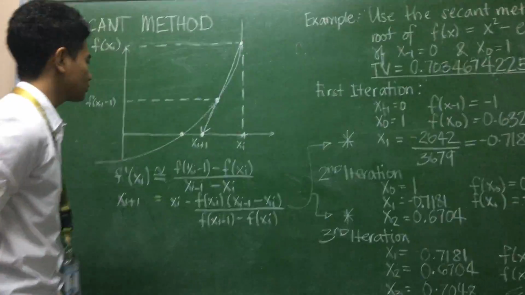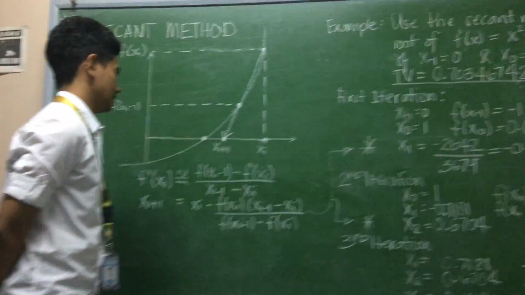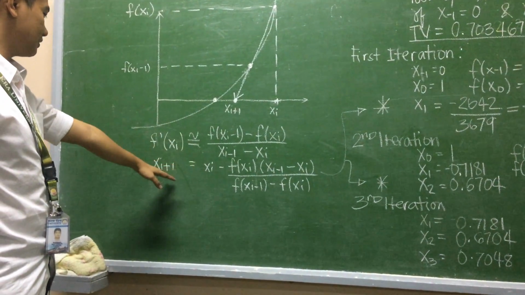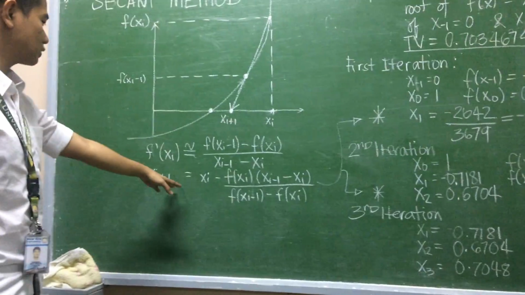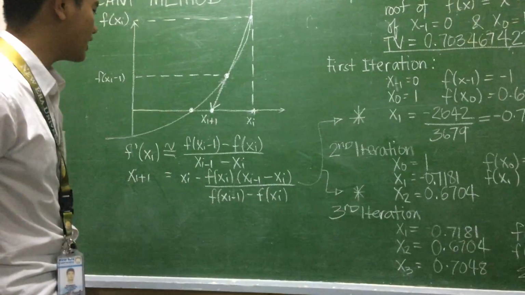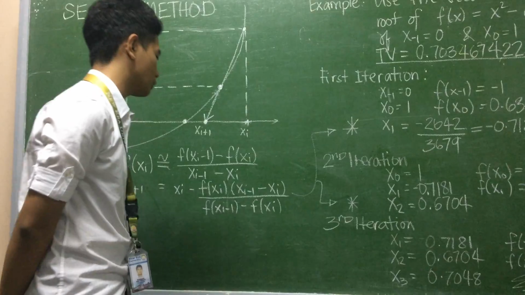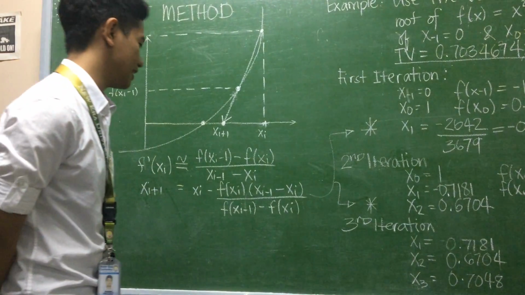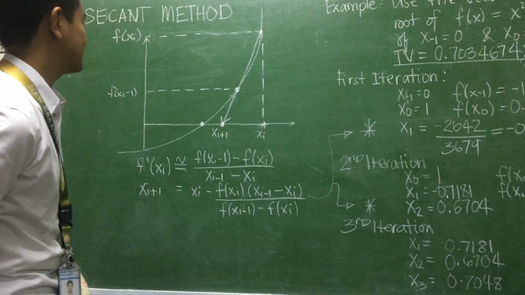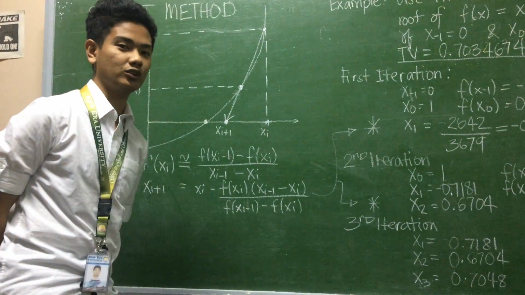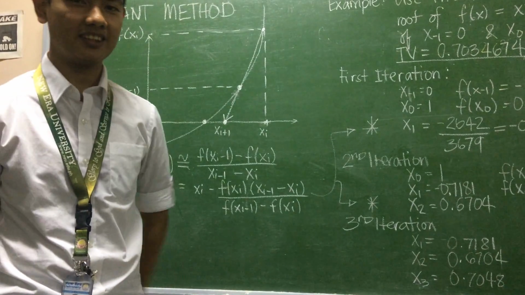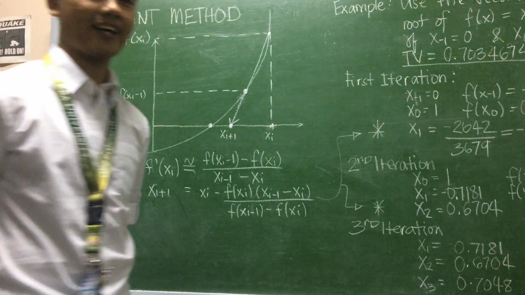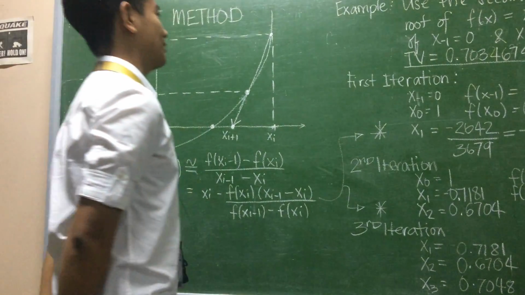And if we are going to get the estimated root, or the approximated root, we will be using algebra and arrive at the equation xi plus 1 is equal to xi minus f of xi times xi minus 1 minus xi over f of xi minus 1 minus f of xi. And remember that the secant method uses two initial guesses, and the bracketing method does not apply with the secant method. Let's have an example.